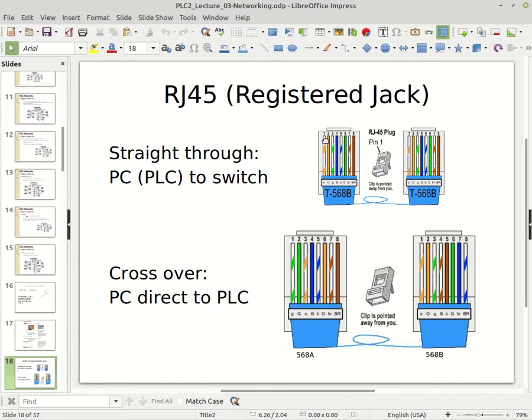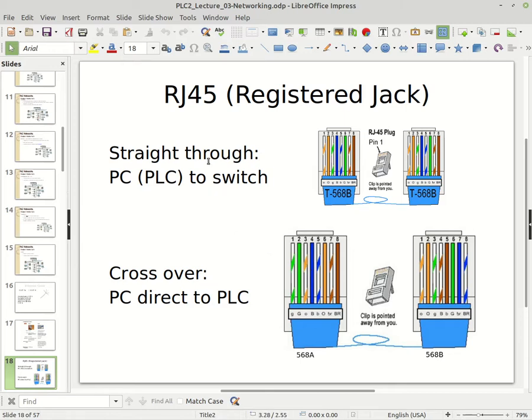Okay, if they've got the orange, white, orange on both ends, so you've got 568B connections on both ends, that's considered a straight through cable. If you have the 568A on one end and 568B on the other, that's considered a crossover cable, because two of the pairs, you see the green and the orange, are swapped between the 568A and 568B. The reason for that is that you basically have a transmit and a receive.